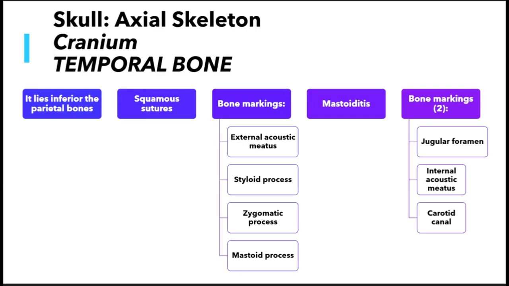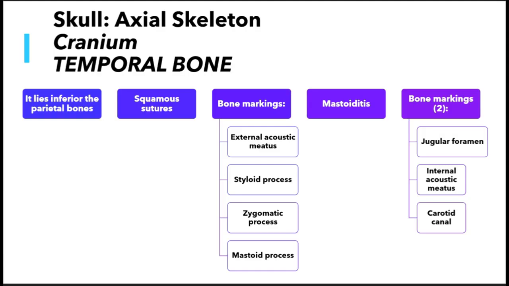Next, you have your zygomatic process. It is a thin bridge of bone joining the cheekbone, also known as your zygomatic bone. Mastoid process. It is full of air cavities known as your mastoid sinuses. It is a rough projection, posterior and inferior to the external acoustic meatus. It is an attachment site for some muscles of the neck.